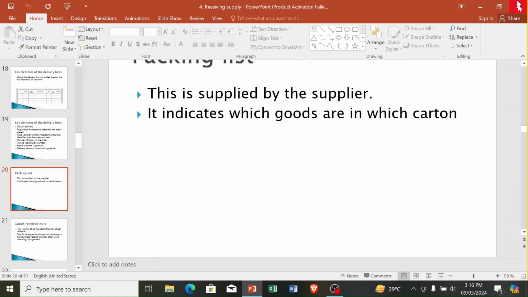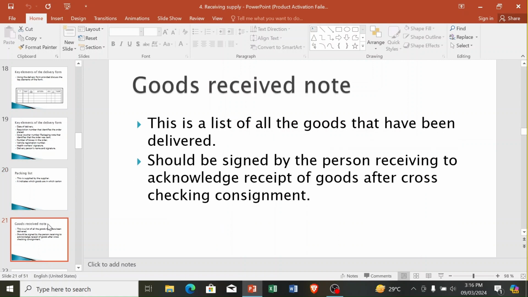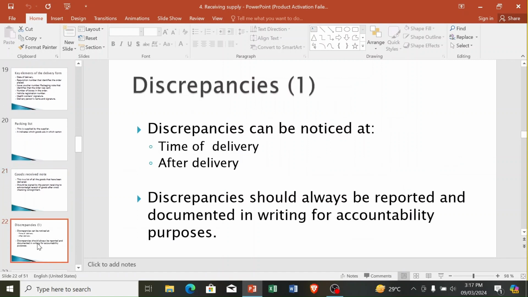So that takes us to the second document, that is a packing list. This is supplied by the supplier. It indicates which goods are in which carton. Okay. And then goods received. This is a list of all goods that have been delivered. It should be signed by the person receiving to acknowledge receipt of goods after cross-checking consignments. Okay. And then we have a discrepancies or discrepancy form.